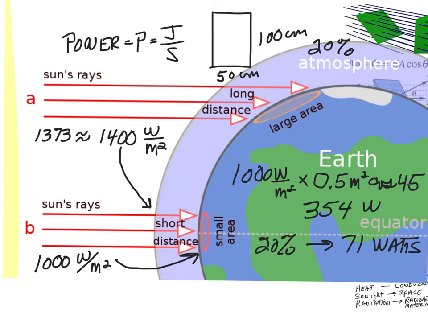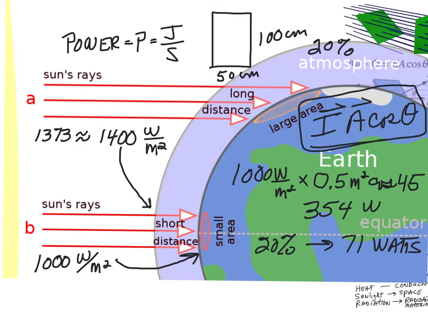Okay, now let me just summarize. So the flux depends on the intensity of the sunlight, the area of the collector, and the cosine of the angle between these two vectors. So with that in mind, let's go and talk about electric flux.